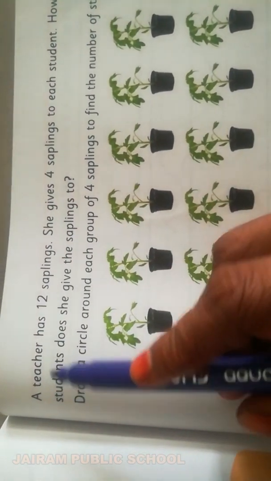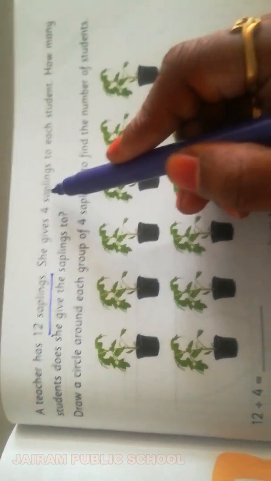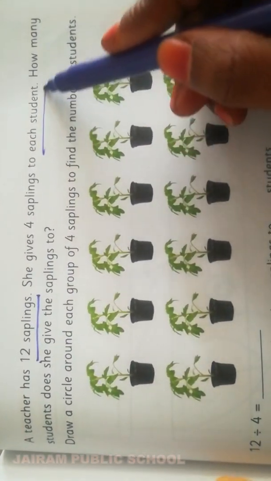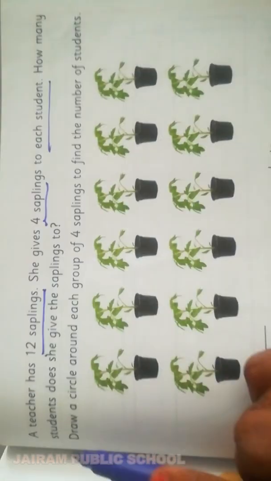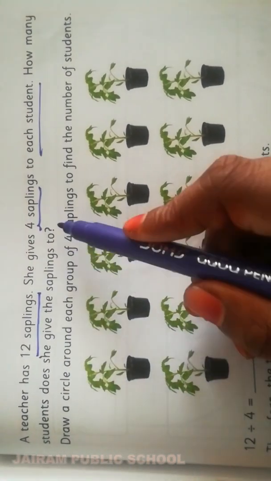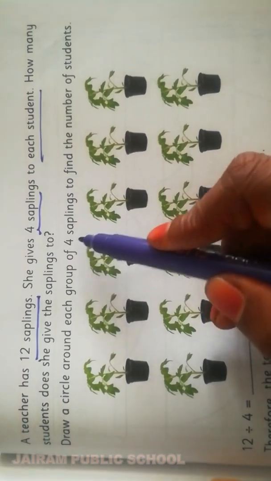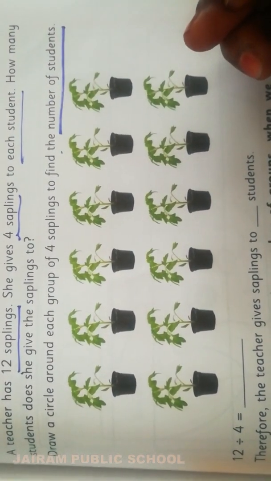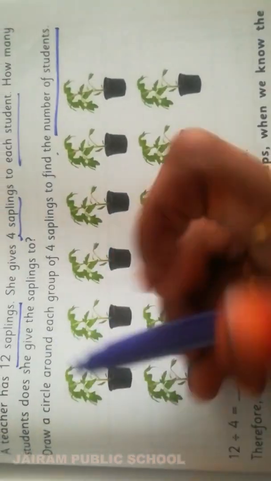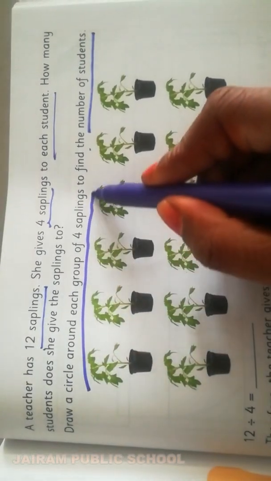Next, student book page number 123, children. A teacher has 12 saplings. She gives 4 saplings to each student. How many students does she give the saplings to? Now, draw a circle around each group of 4 saplings to find the number of students. See, one student will have 4 saplings. So, we have to circle 4 saplings.